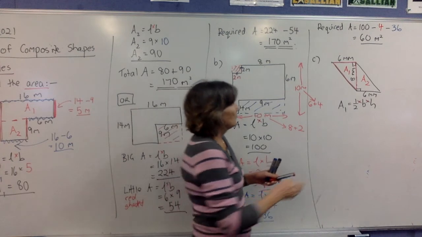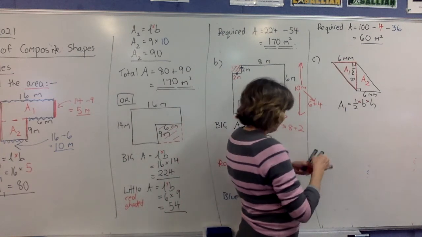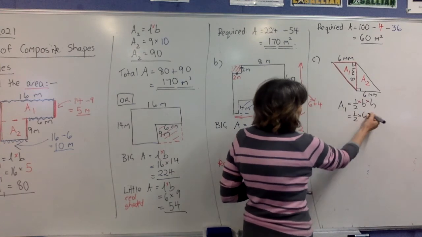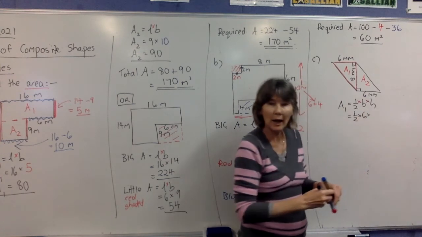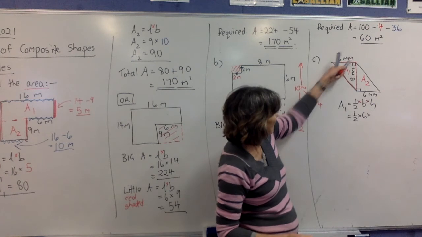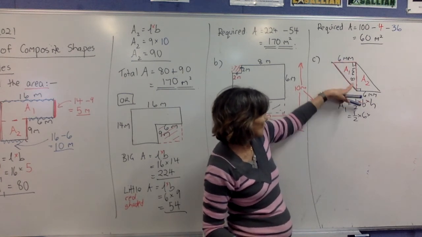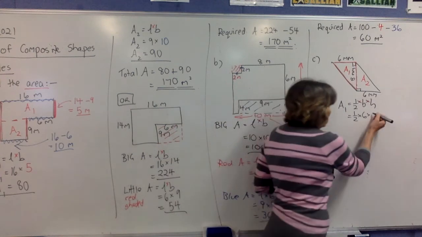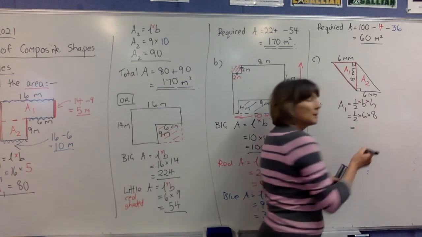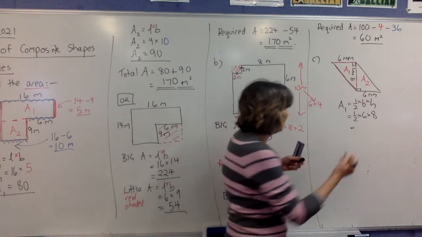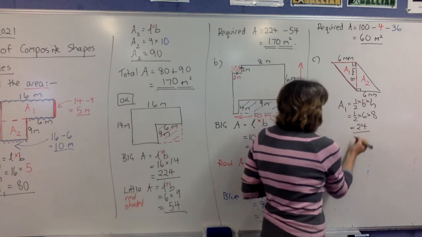The base is 6. So we're going to do a half times 6 for the base times. Now the perpendicular height, remember you're looking for the right angle. There it is. So this is your perpendicular height. And they told you that that was 8. And you all know how to put this in your calculator now. So you're doing a half times 6 times 8. And that will give you 24.